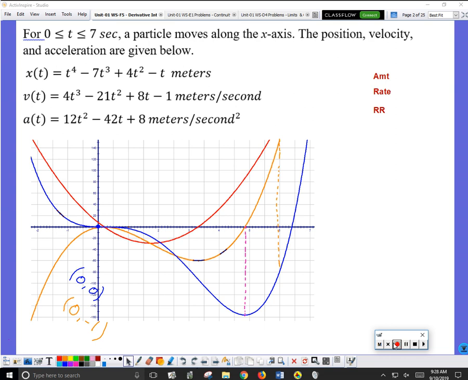So you've got to get clear in your mind: this is just information about the particle. It isn't the particle. I hate when teachers say, oh look, you can see the particle moving. You don't see the particle here at all. Okay? It's just numbers.